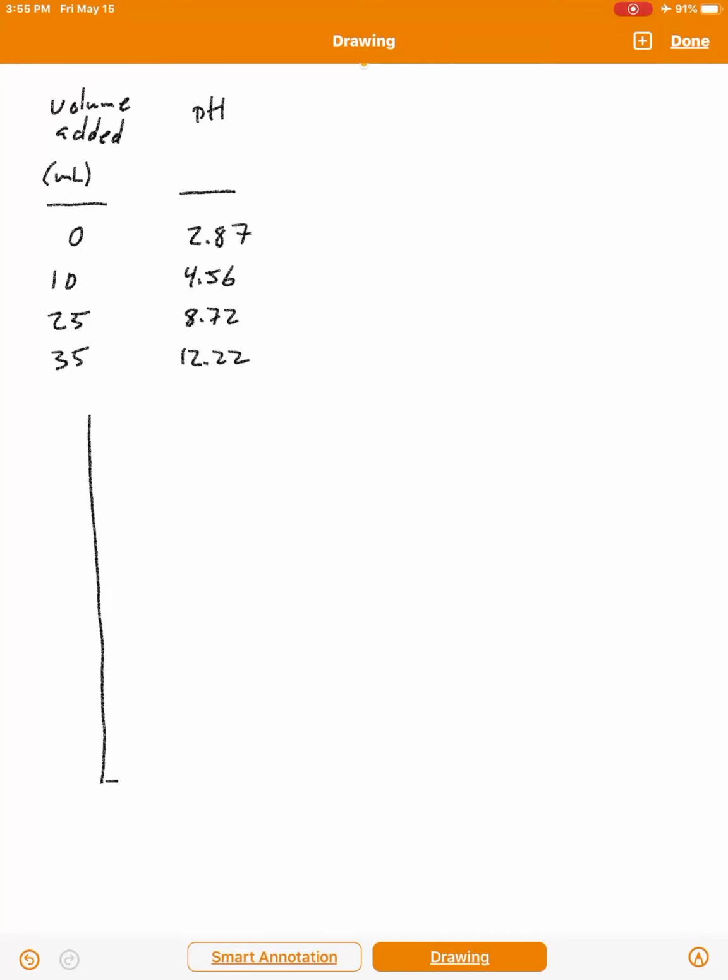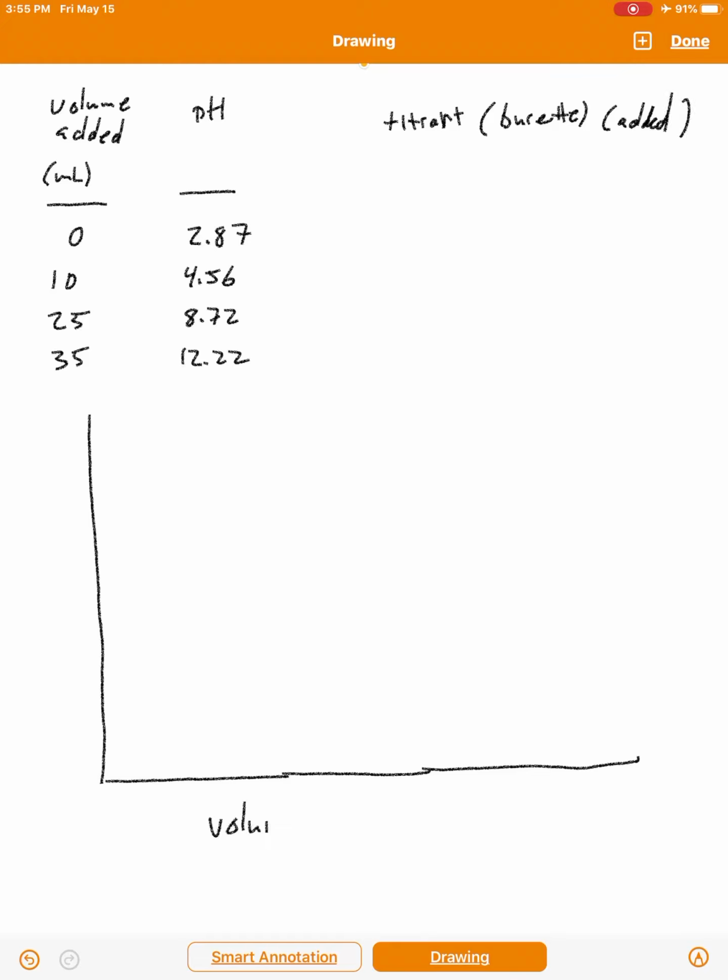Again, the titration curves are shown in the following way. The titrant is the substance in the burette. It's being added. So the volume of the titrant is shown on the x-axis. In this particular experiment, it's done in milliliters. pH is shown on the y-axis. Okay, increasing pH in this direction. And our pH values started at a little under 3 and went up a little bit over 12.